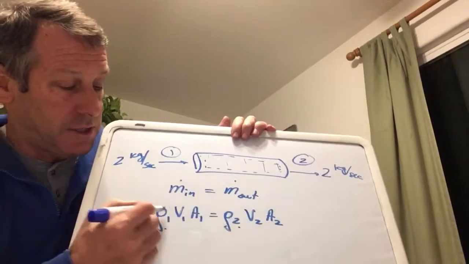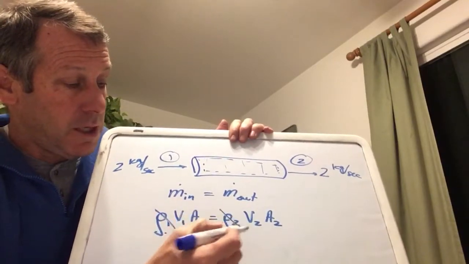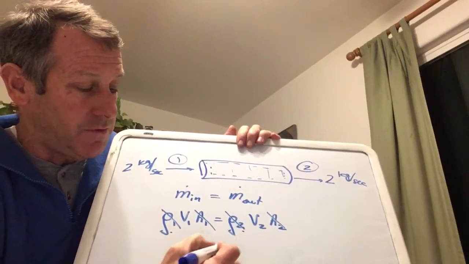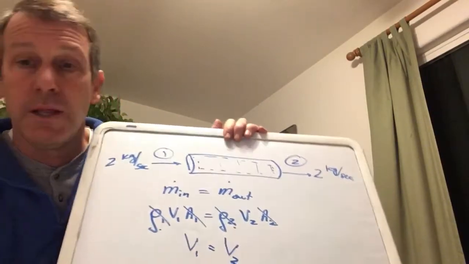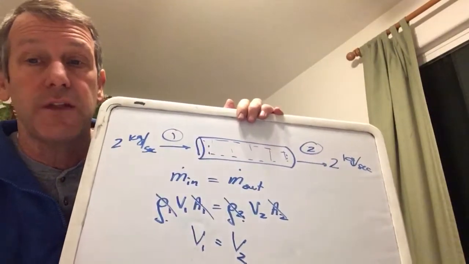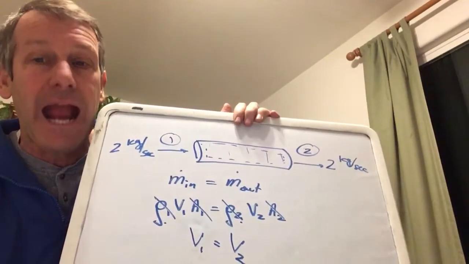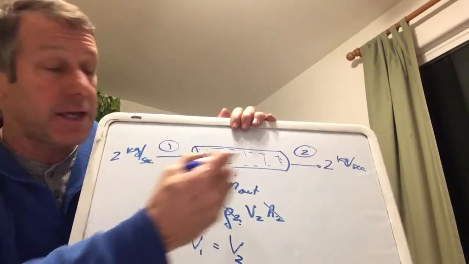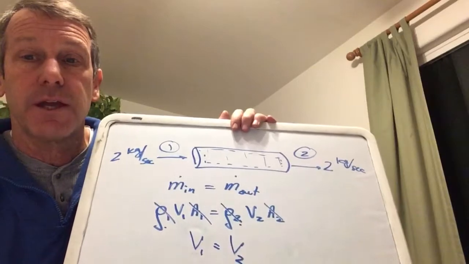If these two densities are the same, we can cross them out. If these two areas are the same, we can cross them out, and we get V1 is equal to V2. Okay? So what that's telling us is if we have a pipe with an incompressible fluid, constant diameter, the average velocity is the same. If some water enters here at 10 feet per second, it's going to exit there at 10 feet per second.